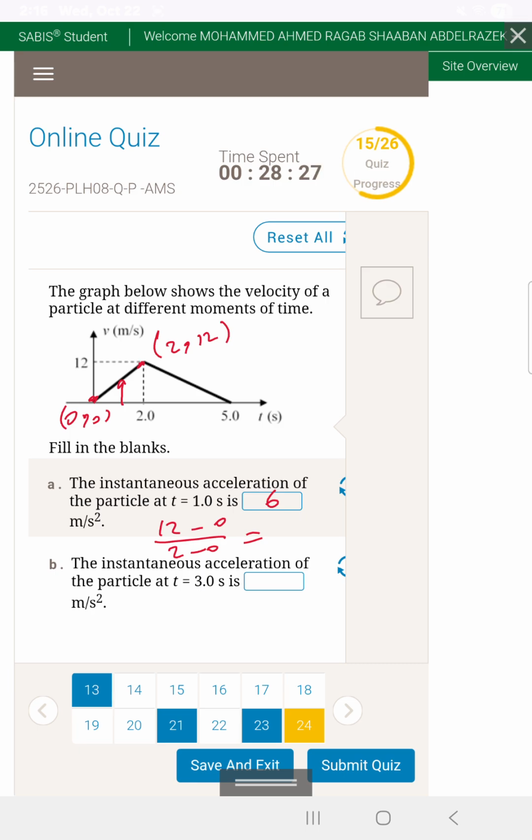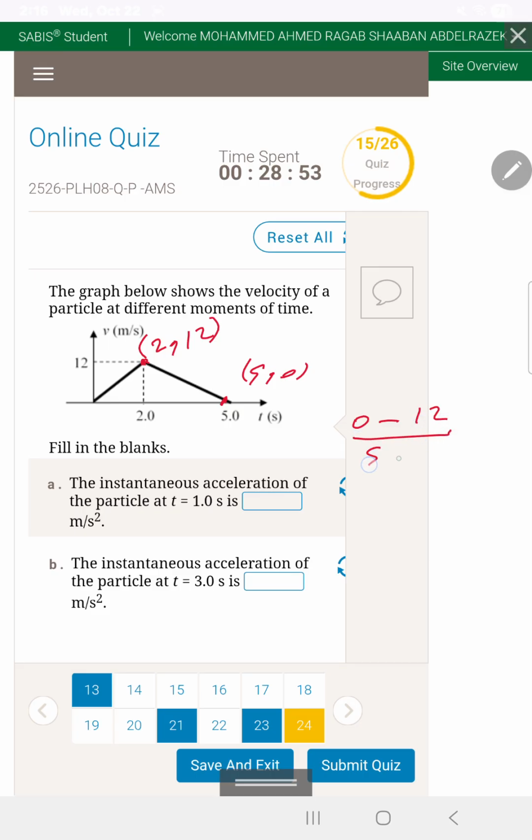The instantaneous acceleration of the particle at t equal 3 is what? So at t equal 3 is here. Also go to the graph and you find the slope of this line. So what's the slope of this line here? We take 2 points, 5, 0, and 2, 12. And then the slope formula, 0 minus 12 divided by 5 minus 2, minus 12 over 3, which is negative 4 meters per second squared.